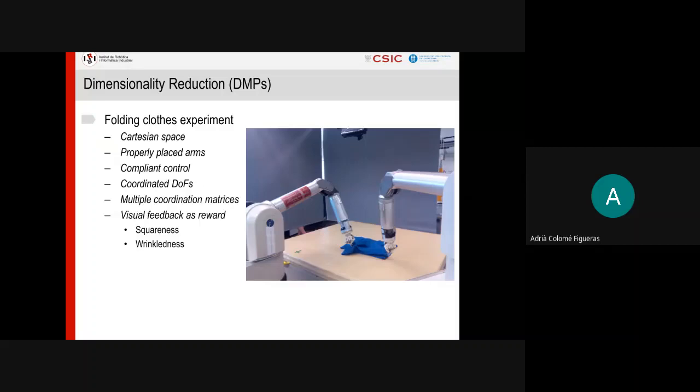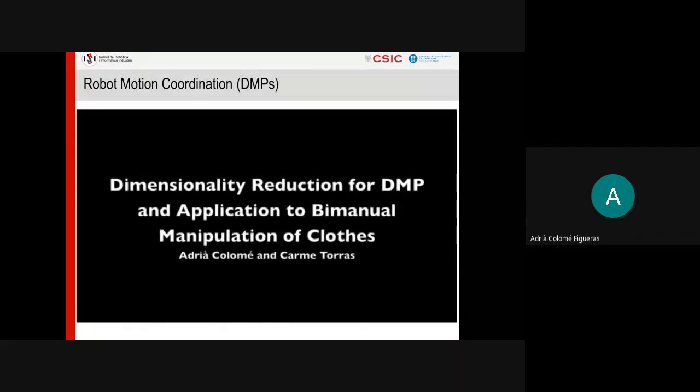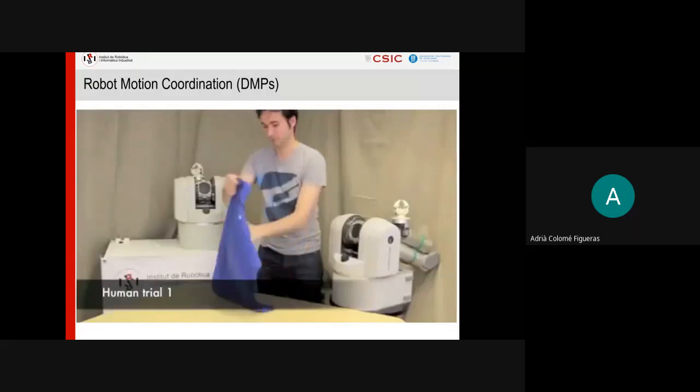So basically, we have a 6-dimensional space for one arm and a 6-dimensional space for the other one, and we placed the two arms according to what we thought was best, with some optimization in the middle. Then we applied these compliant controllers, and we used different methods for the learning. What happened is that, of course, the standard representation of dynamic movement primitives, as we had only a few samples, was struggling a lot to learn.